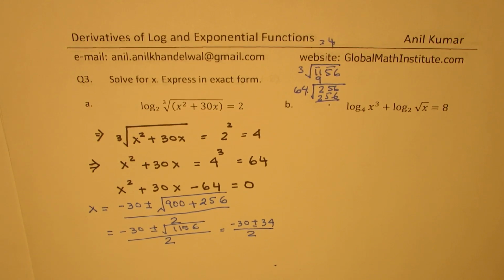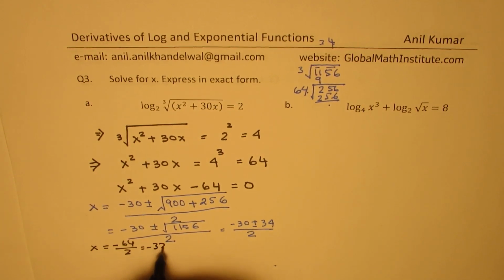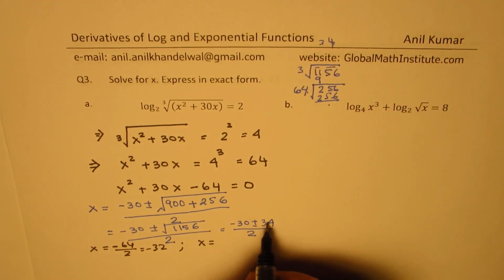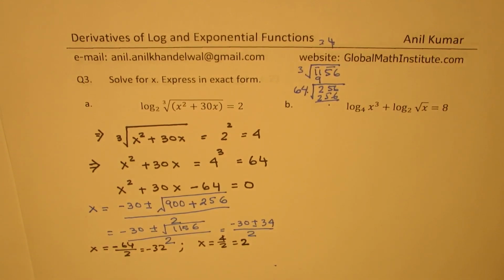right? So what we get here is two different solutions. If I use minus and minus, one solution could be, we have two solutions. One is x equal to minus 64 by 2, which is minus 32. And the other solution is x equals, when you add this, 4 by 2, which is 2, right? So these are the two solutions.